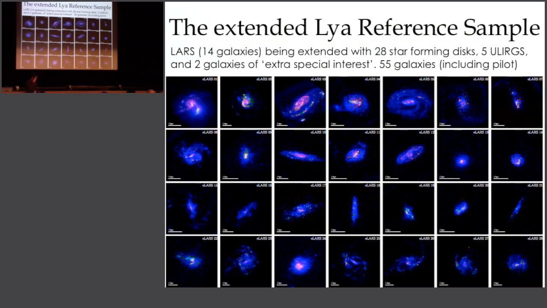This is called the Extended Lyman-alpha Reference Sample. This was a program from cycle 21. The data are about a year-ish old. It's 28 more star-forming disk galaxies. This sample of galaxies with 8-band HST imaging and Lyman-alpha is going to be 55, or is already 55.